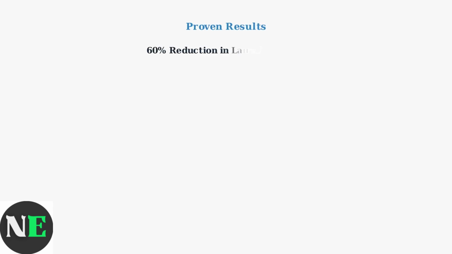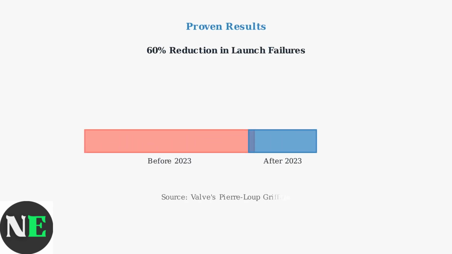These troubleshooting methods are highly effective. According to Valve's Pierre-Loup Griffais, shader pre-compilation improvements have reduced launch failures by 60% since 2023, demonstrating the importance of proper shader cache management.